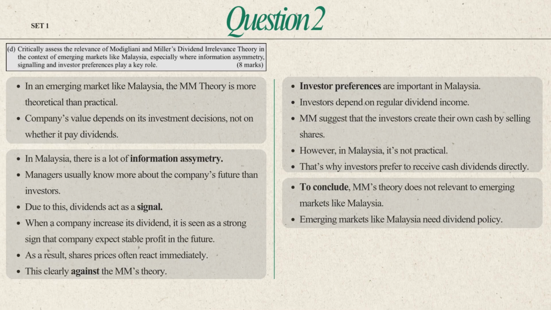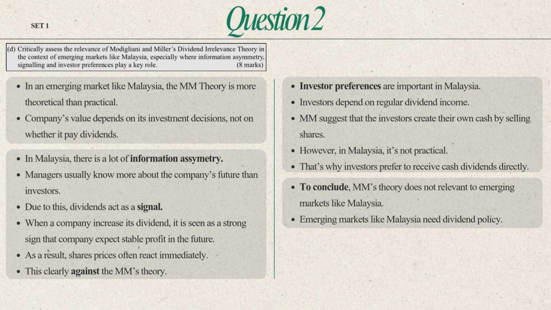In Malaysia, there is a lot of information asymmetry. This means managers usually know much more about the company's future than ordinary investors. Because of this, dividends become an important signal to investors. When a company increases its dividend, investors often see it as a strong sign that the company expects stable and sustainable profits in the future. As a result, share prices often react immediately. This is clearly against Modigliani and Miller's theory that says dividend changes should not affect a company's value.